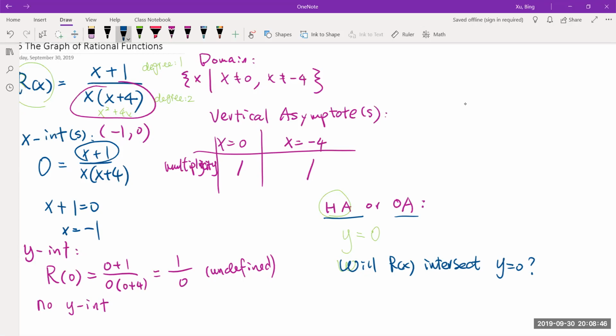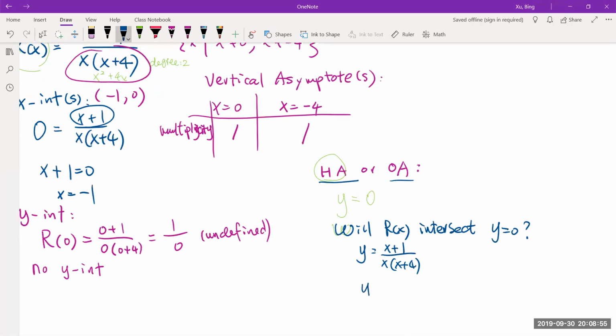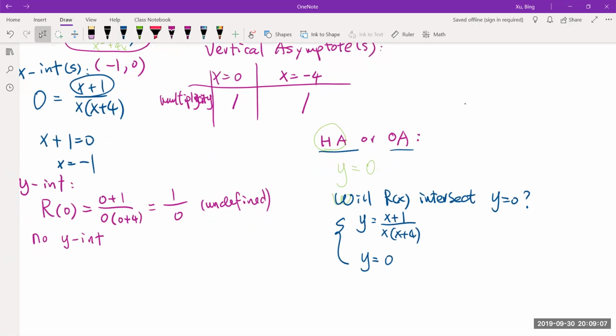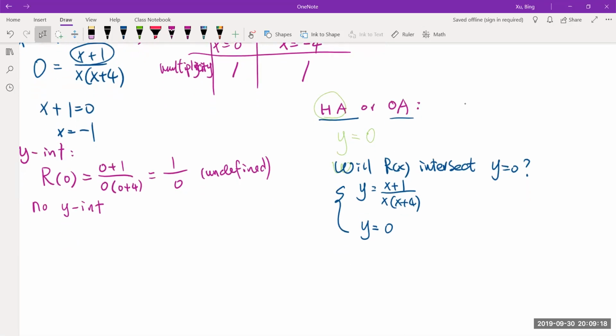We want to know y equals x plus 1 over x times x plus 4. This graph will have a common point with y equals 0, right? So to find if the two graphs will cross, you want to solve this system for x and for y. If there's a solution, then they intersect. If there's no solution, then they don't intersect. Okay, so how do we solve this system?